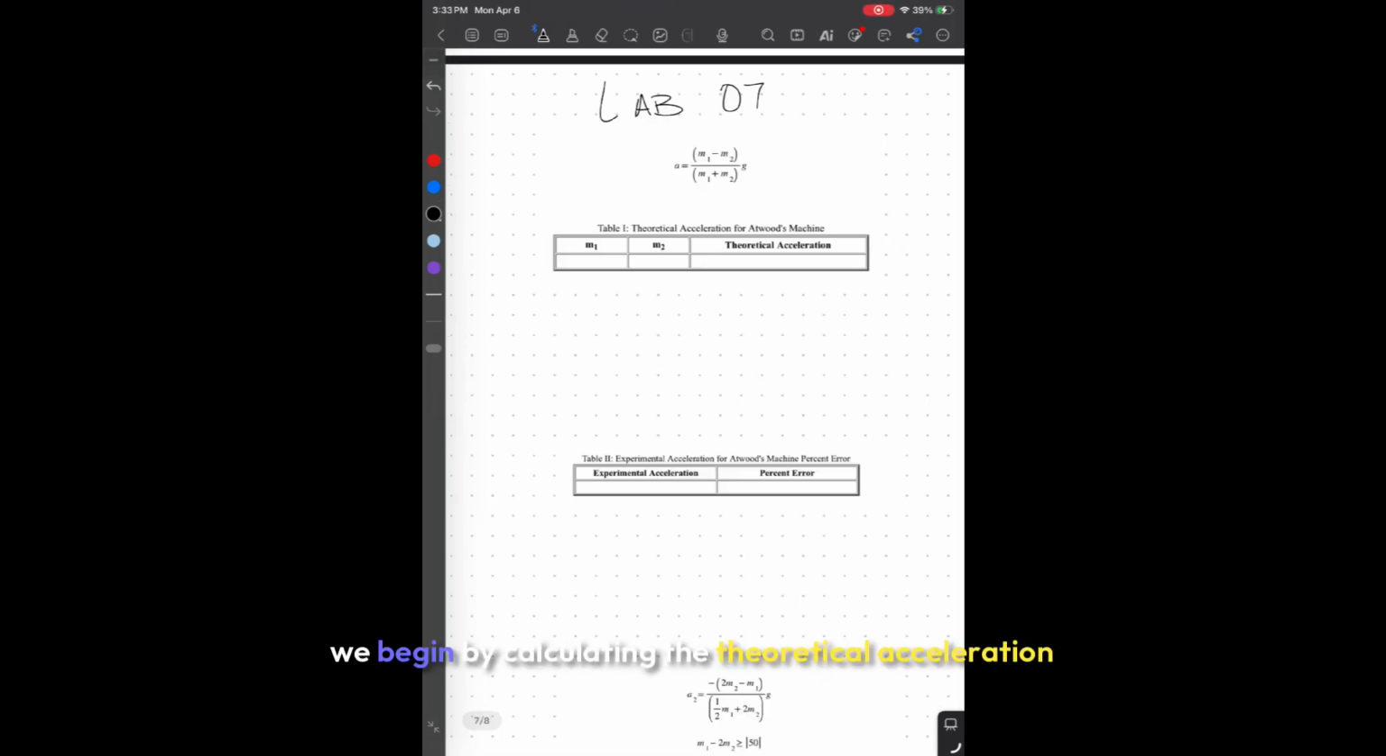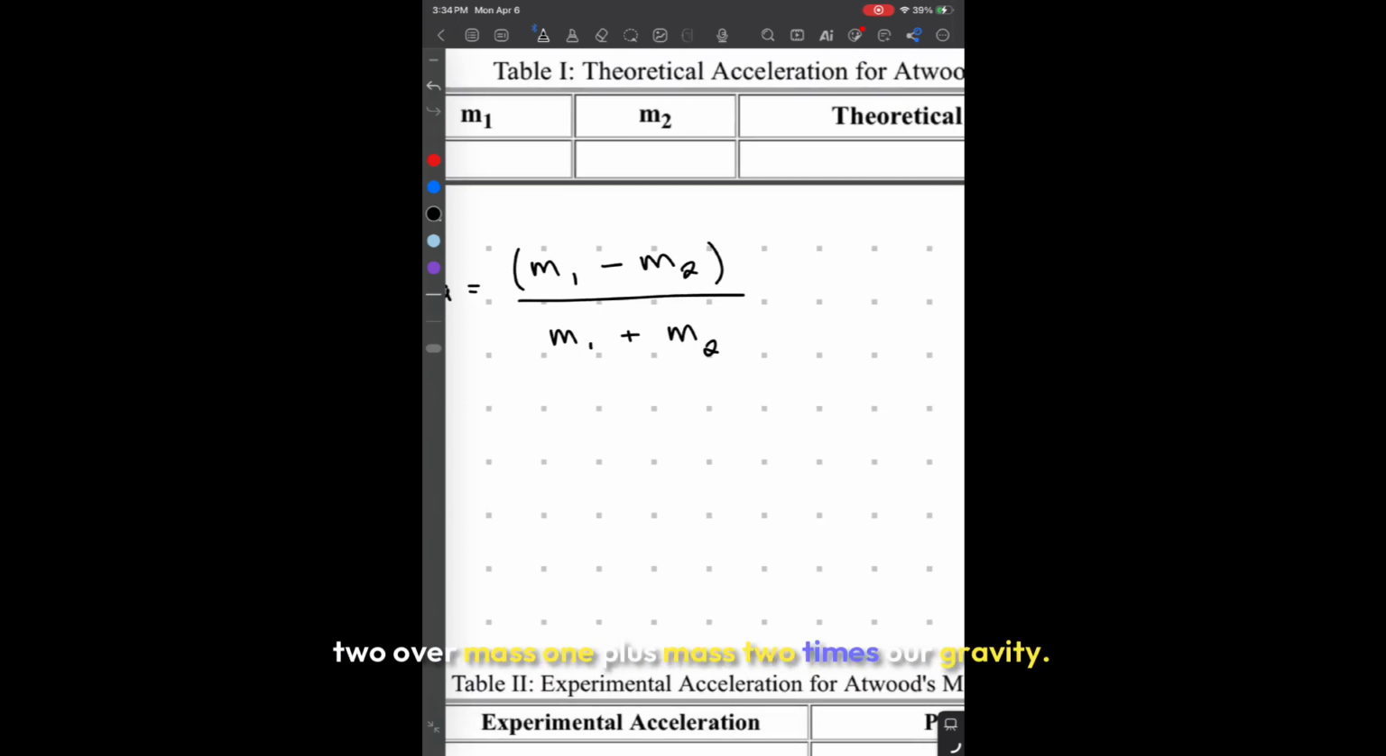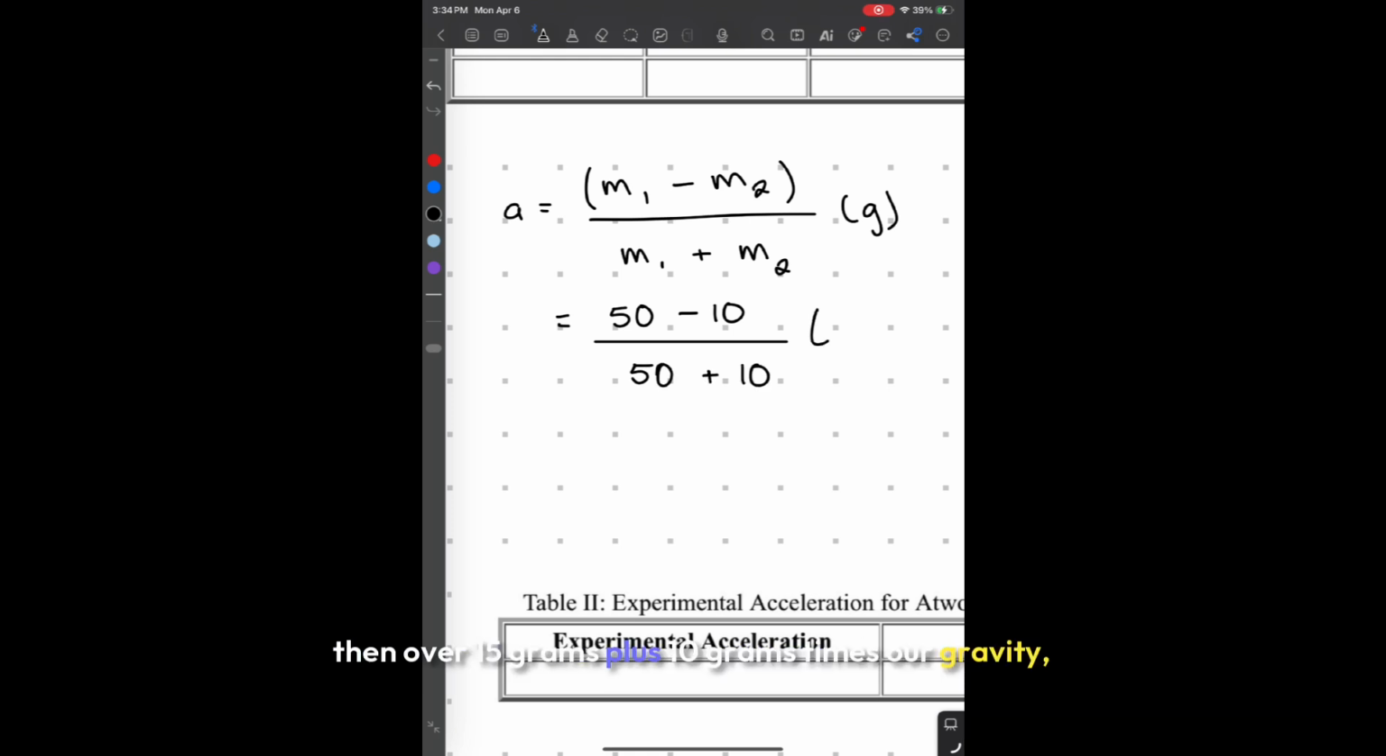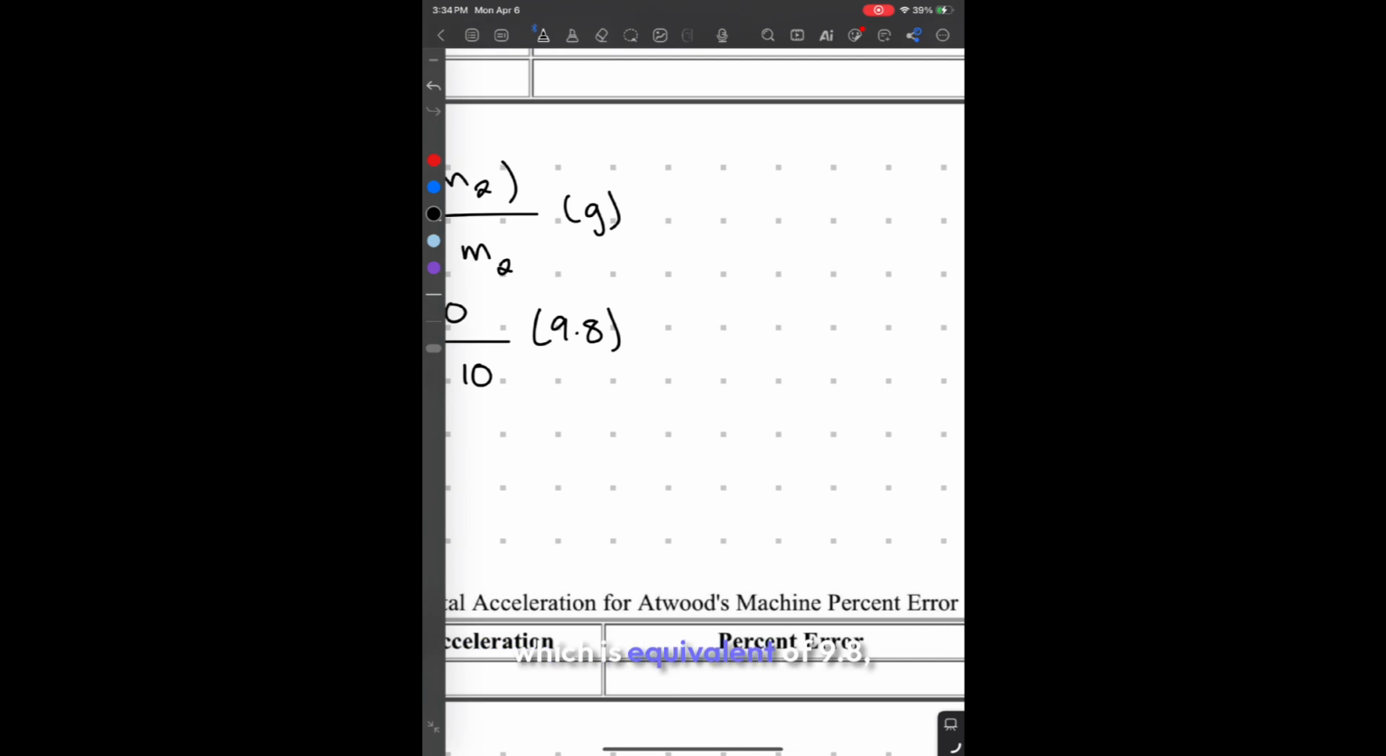In this experiment, we began by calculating the theoretical acceleration with one pulley by using the following formula again, which is acceleration equals mass 1 minus mass 2 over mass 1 plus mass 2 times our gravity. So for our masses, mass 1 was set to be 50 grams minus the 10 grams of mass 2, over 50 grams plus 10 grams times our gravity, which is 9.8, will give us a result of 5.53 meters per second squared.